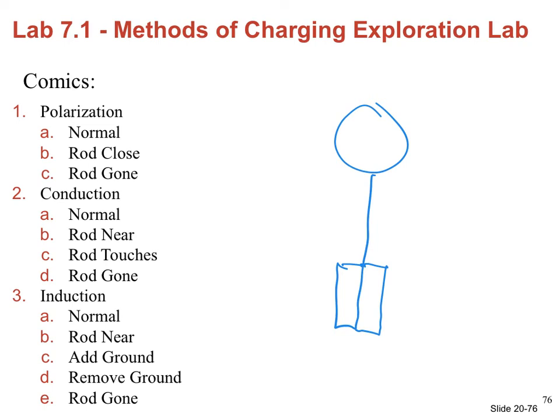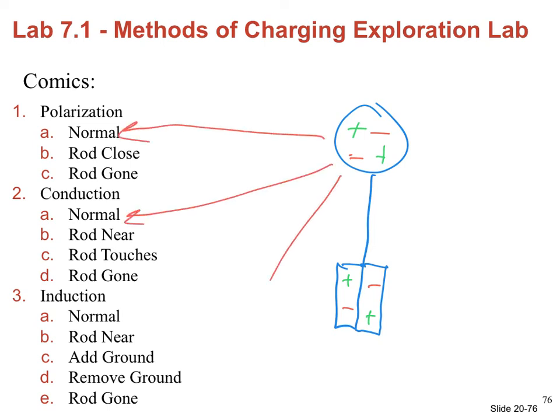Now, for polarization, I want to see a normal state, which this would be, and I can make it even better visual. Positive, positive, positive, positive, and negative, negative, negative, negative. There. That is a nice visual. That's the normal state. This is the first picture for all of these. All right, so that's the normal state. And then I want to see what happens when you bring a rod close, and then when that rod goes away. For polarization, spoiler alert, it's a temporarily induced charge. So when the rod leaves, then it'll go back to being neutral.